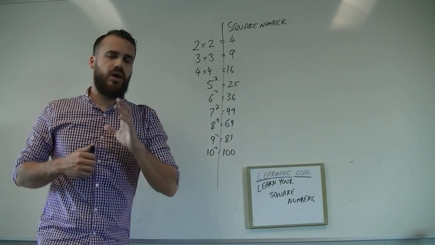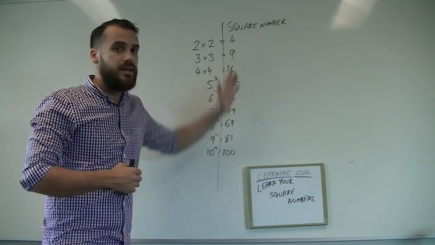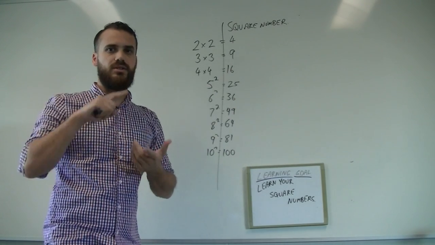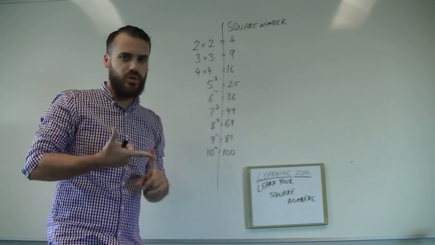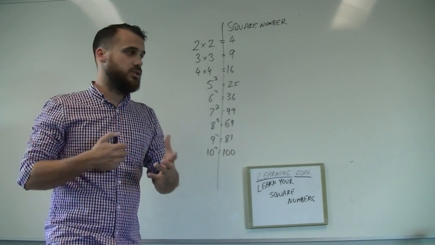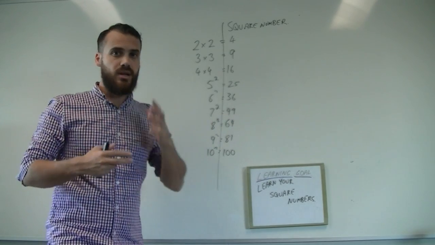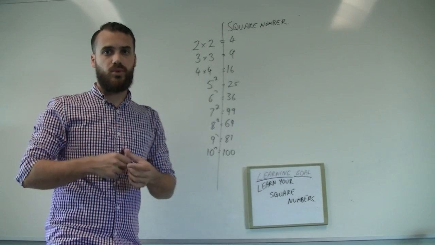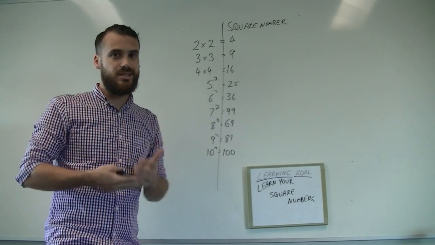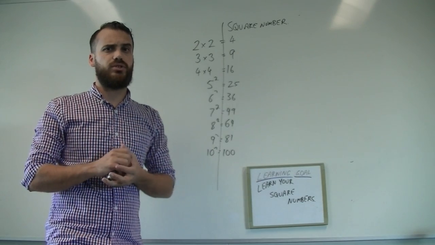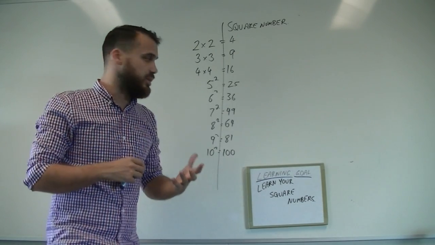Really important that we memorise these 10 numbers at the very least. 4, 9, 16, 25, 36, 49, 64, 81, 100. Practice it in the shower, practice it when you're on the bus, practice it for the next 24 hours. 4, 9, 16, 25, 36, 49, 64, 81, 100. You're really going to need these if you're going to do some Surd work in the next week or so.